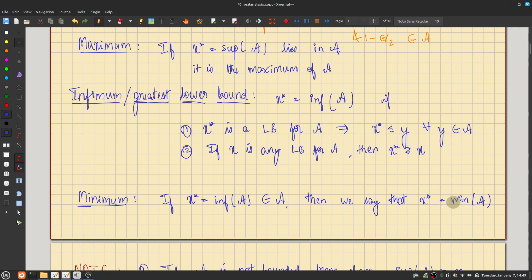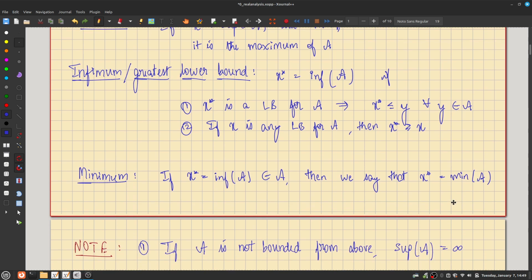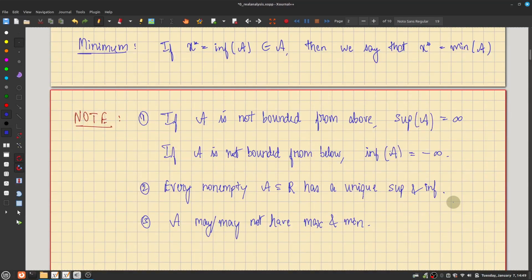And as before, the minimum may or may not exist for a given set. Now, some points to keep in mind. It can so happen that the set A is not bounded from above. For example, suppose I take the following set, 1 to infinity, or let us take the set of all real numbers, or let's say A is the set of all non-negative real numbers.